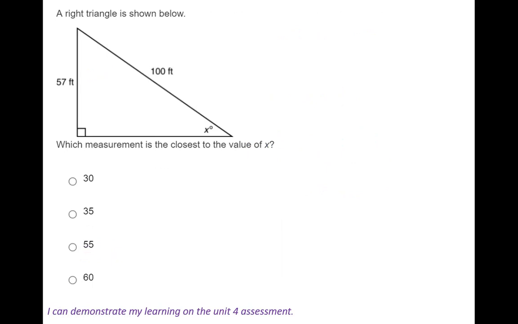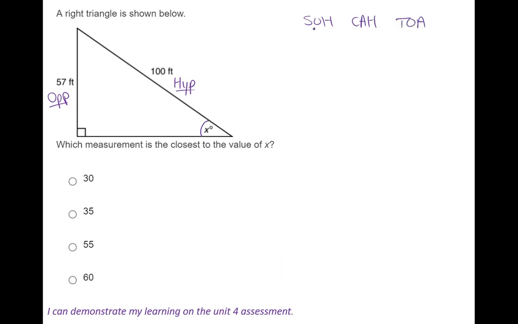Right triangle is shown below. Which measurement is the closest to the value of x? All right, so I'm going to mark x. I'm looking for an angle. So I'm going to go through and figure out which sides of the triangle I have. I'm going to start with the hypotenuse if I'm given that. In this case, I am. Here's my hypotenuse, is the 100. And then the 57 would be the opposite because it's across the triangle from x. So I'm looking at opposite and hypotenuse. So let me grab SOHCAHTOA real quick. SOHCAHTOA.